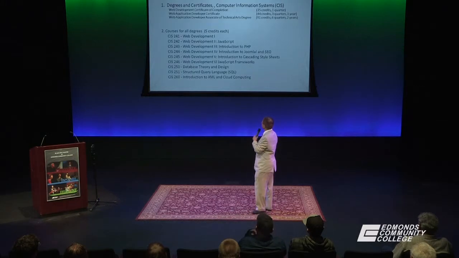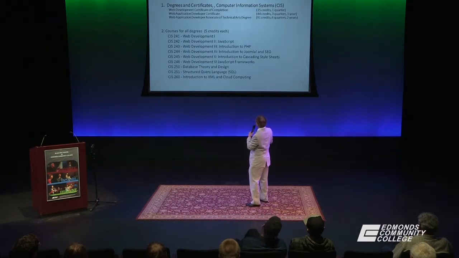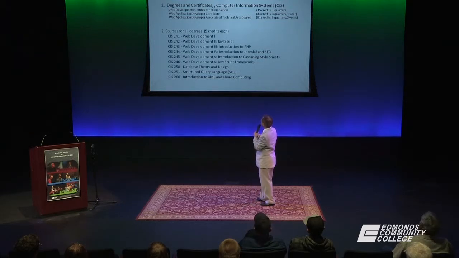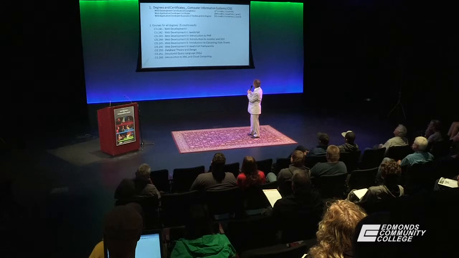Now I'm going to quickly show you that we have three degrees in web development. The first one is what we call the certificate of competence, and that is only 15 credits for one quarter. The 15 credits means you're going to take three classes.